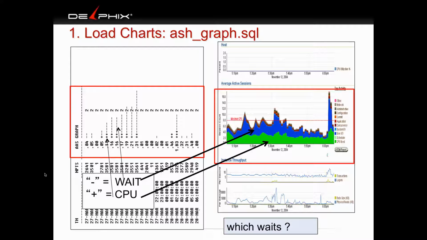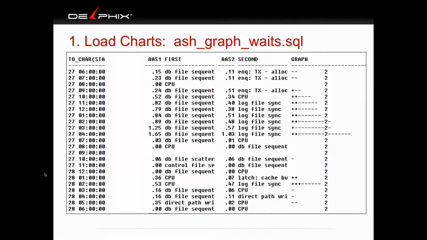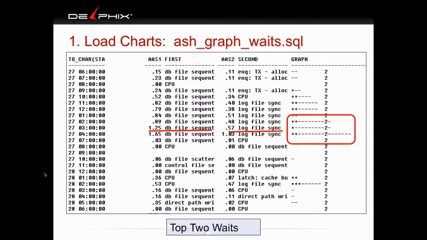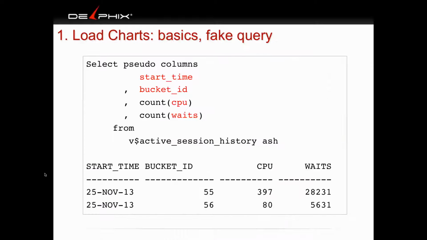In the SQL version, I can see there's a spike, but what is the spike? What is the wait event that we're waiting on? So I modified it, so there's ASH graph waits, which adds in the waits. This has the top 2 waits. Here's a spike, what's going on? The top wait was db file sequential read, 1.25 AS, and the next one was log file sync, 0.5 AS. So now I found my problem, an IO problem. Mainly read, a little bit of write. So those are the top 2 waits. So how do we do that?